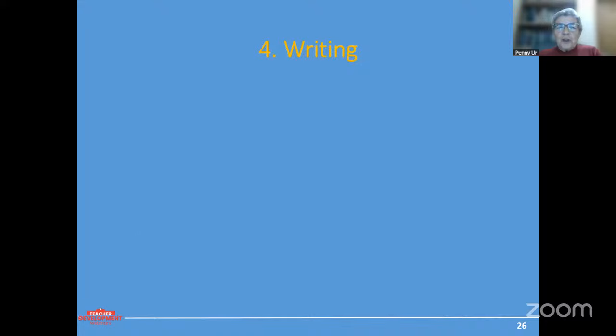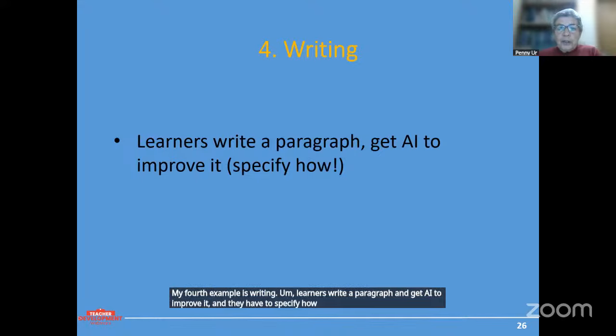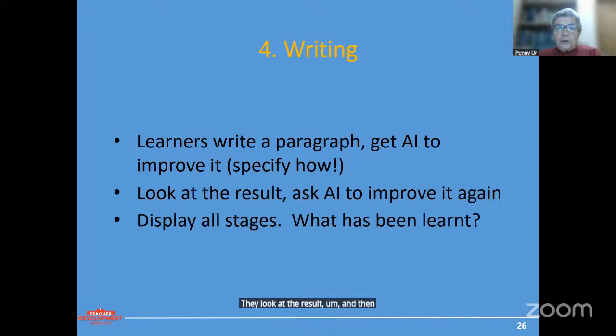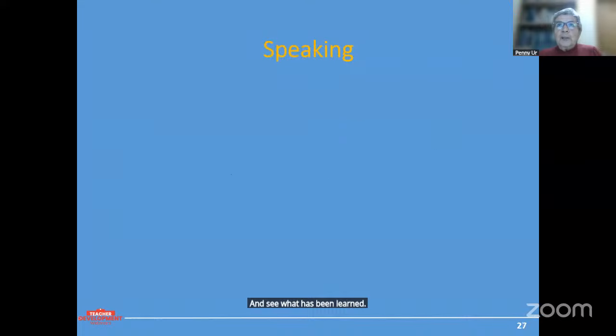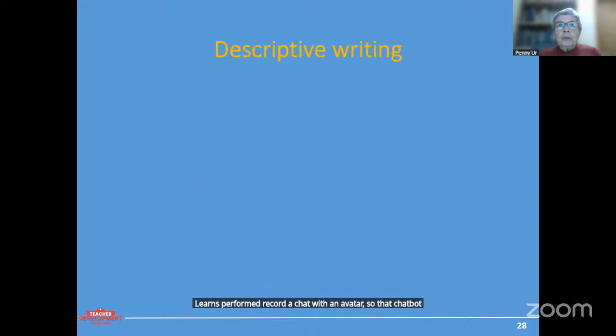My fourth example is writing. Learners write a paragraph and get AI to improve it, and they have to specify how they want it. They look at the result, and then they display all the stages and see what has been learned. Speaking: learners perform and record a chat with an avatar, like a chatbot, like Kansei.com.